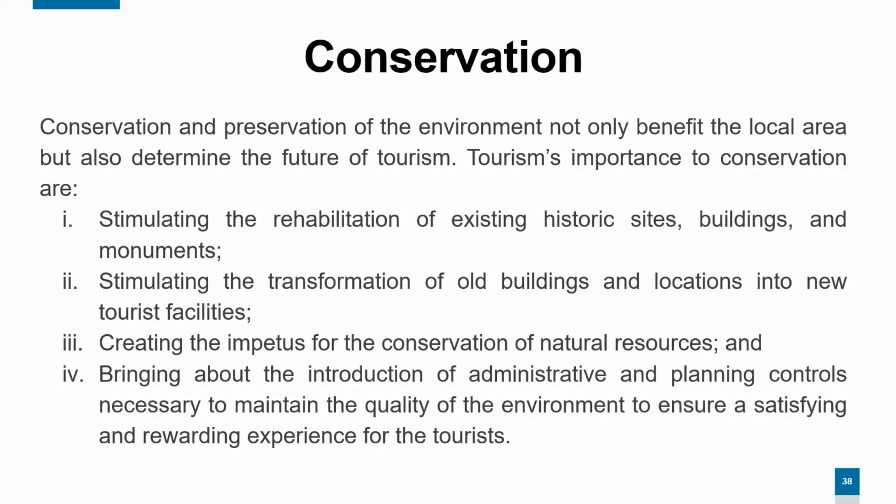experience for the tourists. It can be concluded that tourism and hospitality provides the economic means and incentives for the conservation and preservation of natural and historic sites. Many monuments, historic houses, villages, and old churches cannot be maintained without the tourist income.